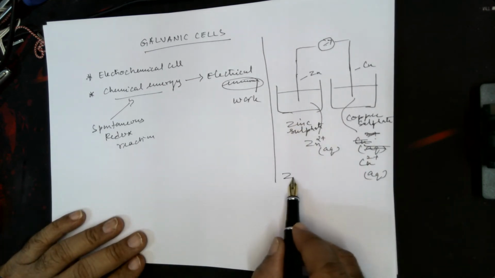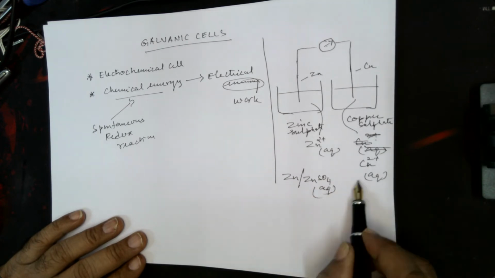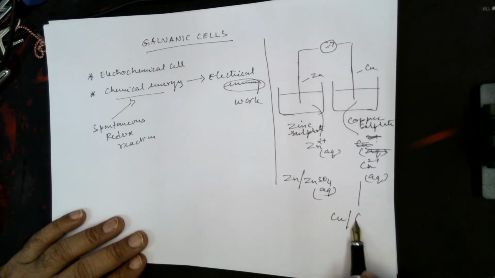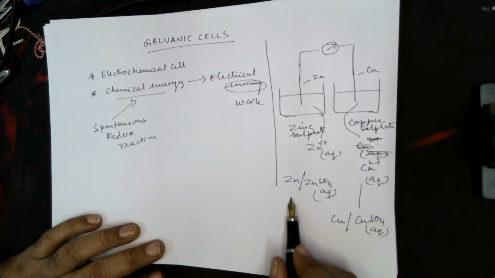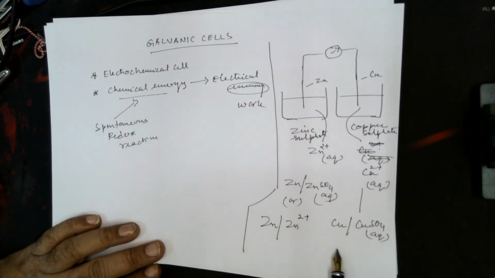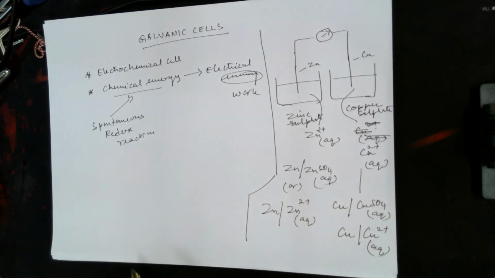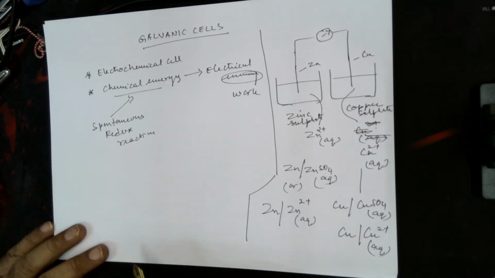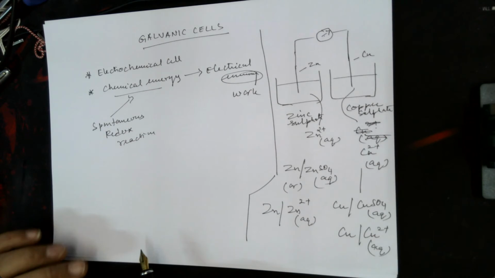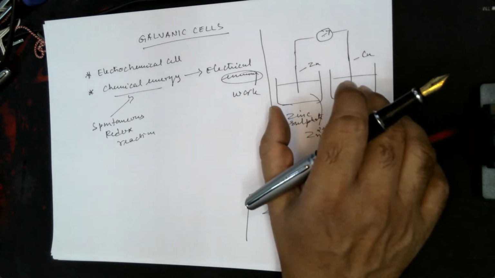And this can be represented as zinc electrode dipped in zinc sulfate solution, and this as copper dipped in copper sulfate solution, aqueous solution. And this can also be represented in terms of ions, zinc dipped in zinc 2 plus ion, aqueous, and similarly copper dipped in copper 2 plus ion. So by dipping this we are able to get some current.